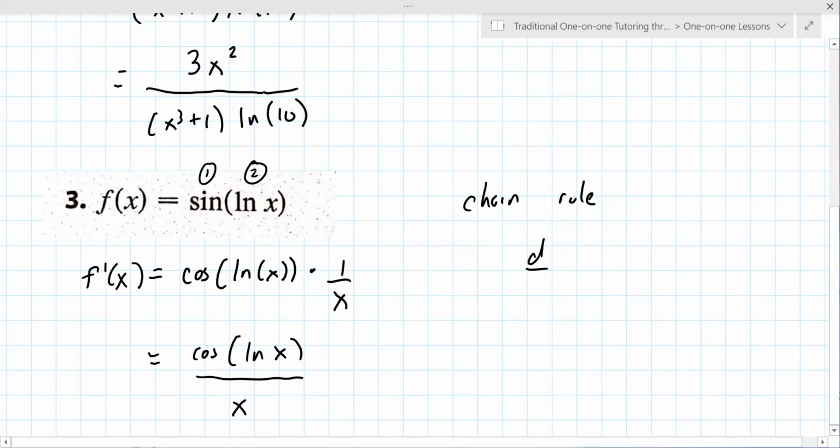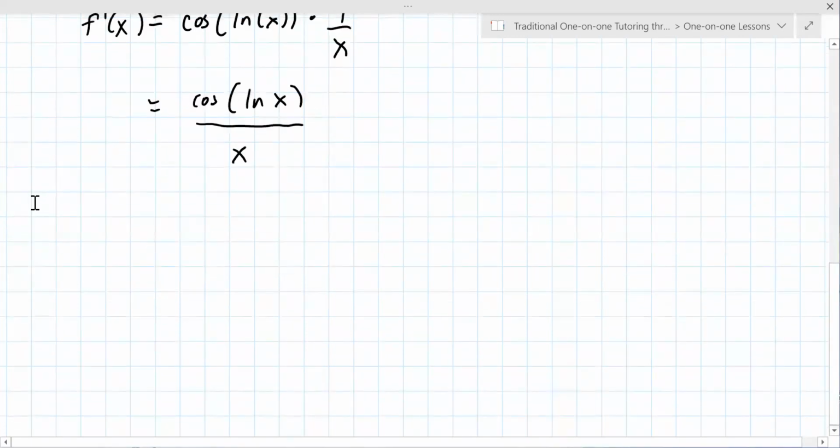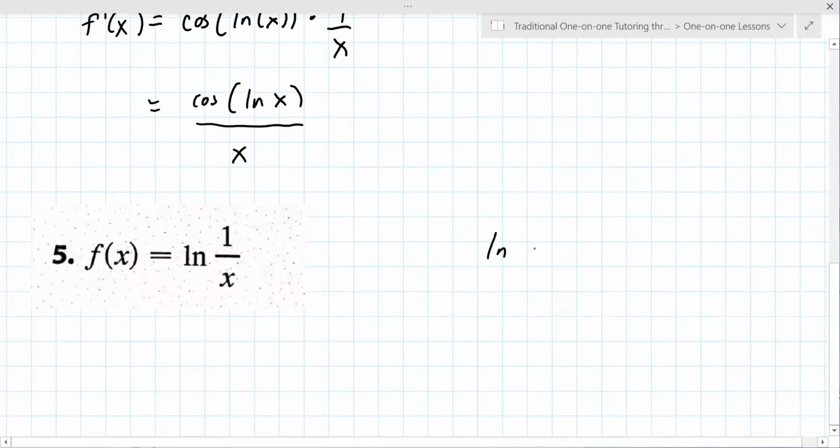Number 5, you have a couple of options here. One is to actually use the property of logarithms. If you have log of a over b, this is log a minus log b, and then take the derivative. Or you can take the derivative as is and use chain rule. Which do you think? I prefer the first option, separating it out like this.